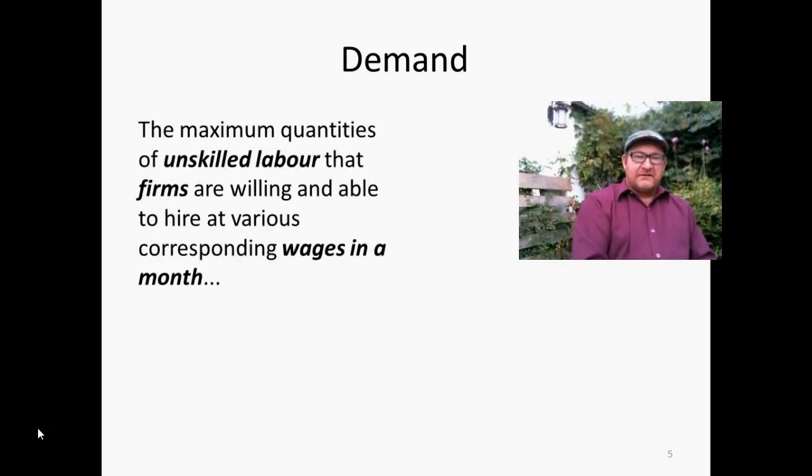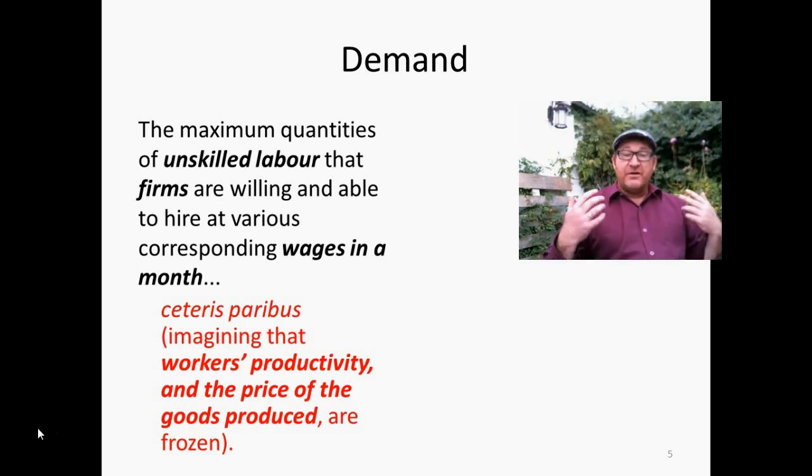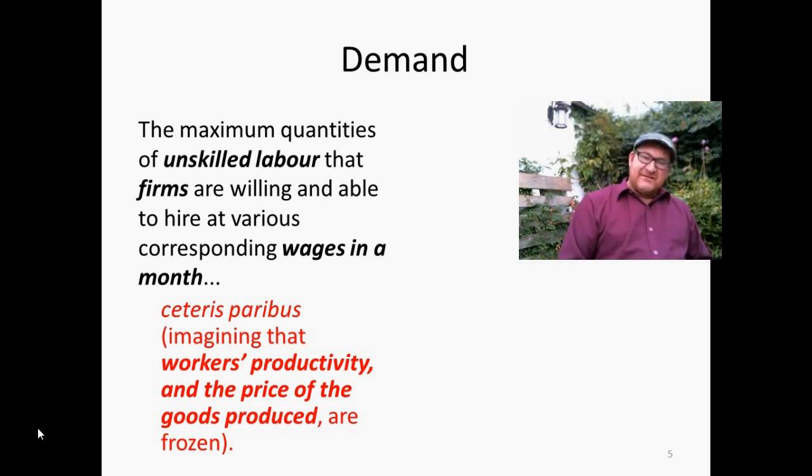Another example might be this: the maximum quantities of unskilled labor that firms are willing and able to hire at various corresponding wages in a month. Ceteris paribus again, imagining that all of the non-wage factors that affect the quantity of labor demanded are held constant, such as workers' productivity, or the price of the goods being produced by the workers.